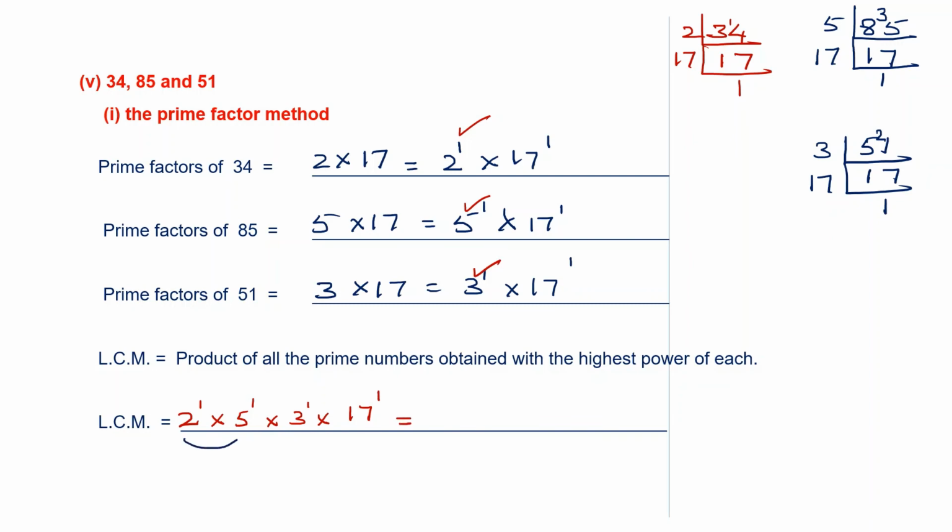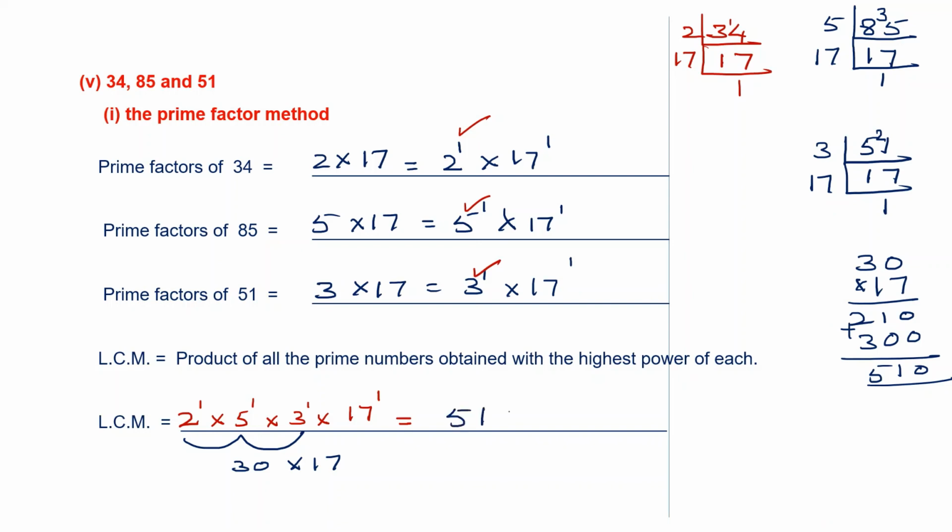2 5s are 10, 10 3s are 30. So we can multiply 30 into 17. So let's multiply that. 30 into 17. 7 zeros are 0, 7 3s are 21, then 1 zeros are 0 and then 3. Now let's add this up. 0, 1, 5. So the LCM is 510. So this is our answer.